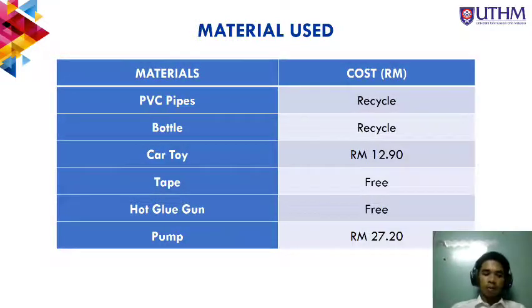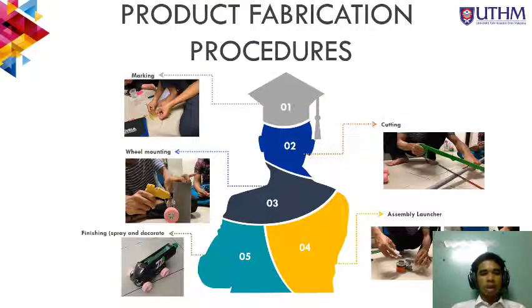Next, product fabrication procedure. First, marking: mark the toy car for the cutting process and make a mark to install the wheel and bottle. Two, cutting. The cutting process is involved when we make the body of the drag car and the launcher. For wheel mounting, we assemble the PVC pipe as a holder for the bottle, and for both of the wheels we use the hot glue gun.